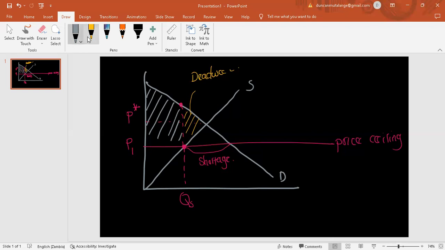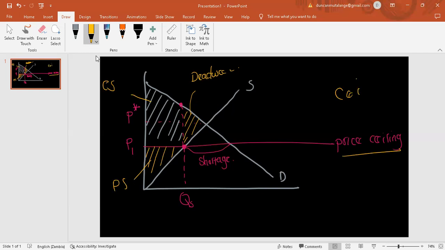Then the producer surplus, we know that it's a supply curve. So it's the area above the supply curve, but below the price line, isn't it? So this is the producer surplus, and this right here is the consumer surplus. The deadweight loss is right here. So if you're told to express or show the deadweight loss that is created by government intervening in the market through the price floors and the price ceilings, these are the diagrams that you're going to need.